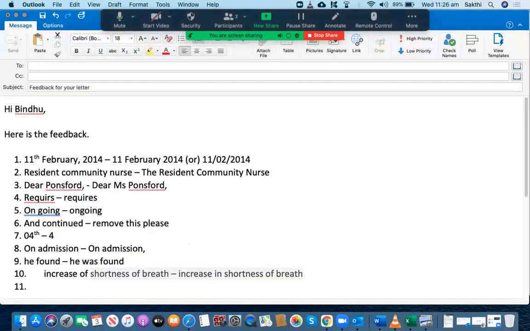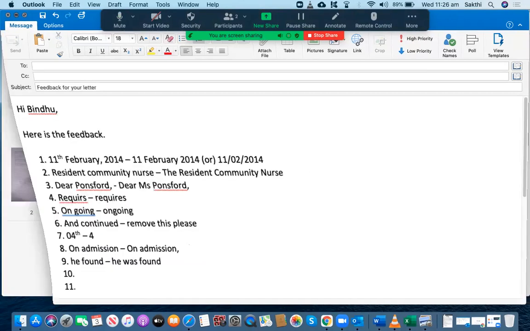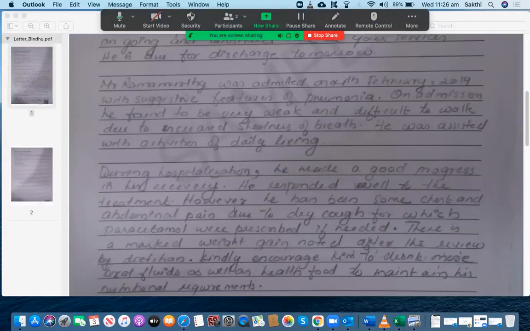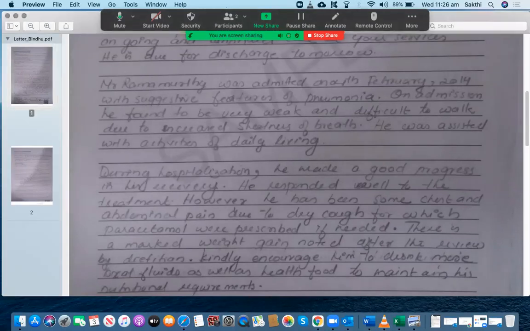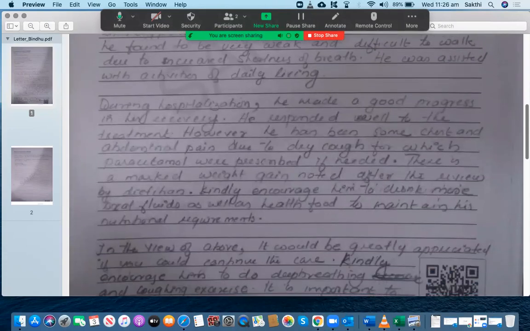I'm sorry about that because your handwriting is hard to read. Because you didn't scan it properly. Whenever you scan something, you need to verify once again so that the reader is able to understand or not. Anyway, that's all right. Shortness of breath. He was assisted with the activities of daily living. That's okay. Let's go to the next one.